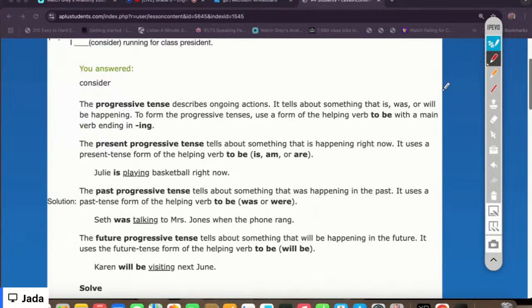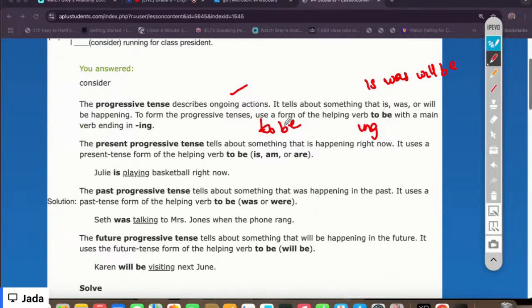All right, so the progressive tense describes ongoing action. We know that already. And it tells about something that is, was, and will be happening. To form the progressive tense, you have to use a form of the helping verb to be with a main verb ending in ing. So you need to add the main verb with ing.